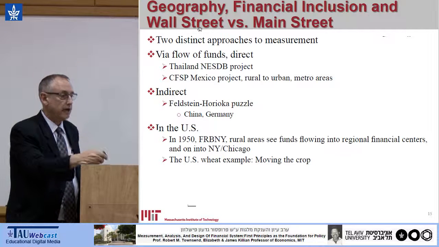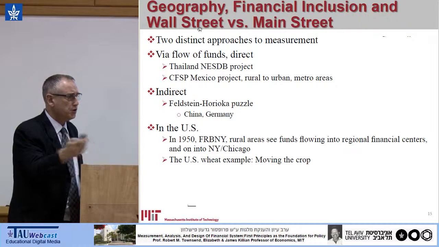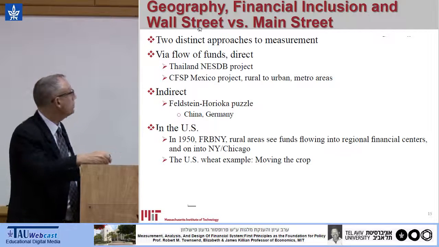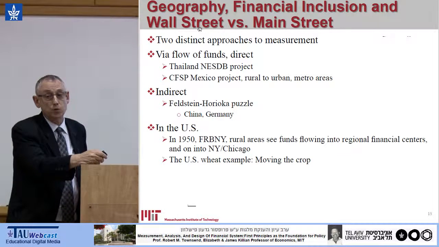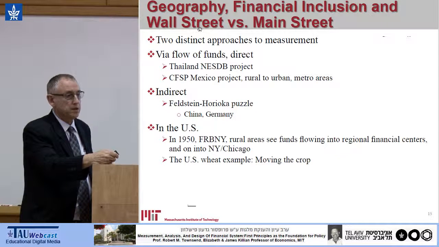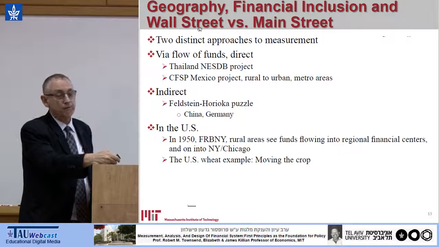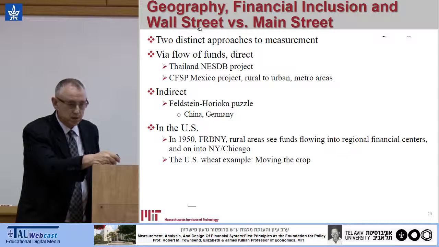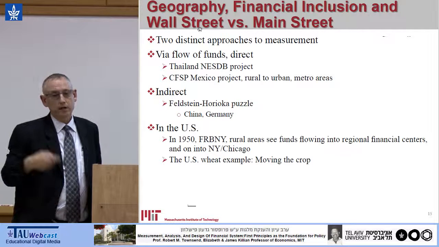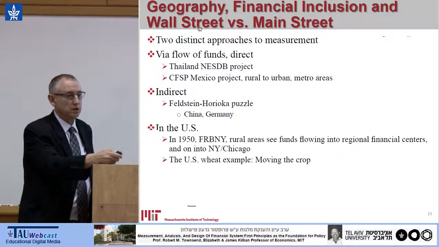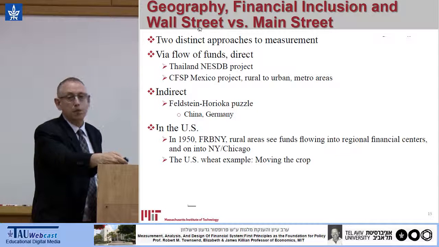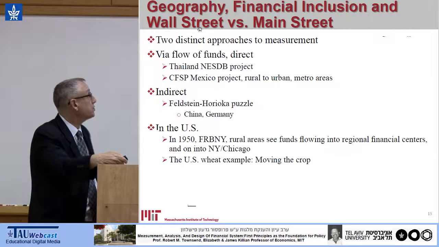But, you know, it's kind of like, how can you talk about Main Street versus Wall Street if you're not actually seeing the transactions within and across those. There are indirect ways to do it. The Feldstein-Horioka puzzle is basically that savings and investment turn out to be correlated. It's a puzzle because if the financial system is working well, then arguably investment should happen regardless of local savings. You would just be borrowing the money from somewhere else.